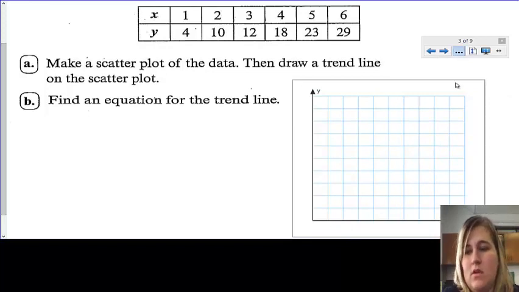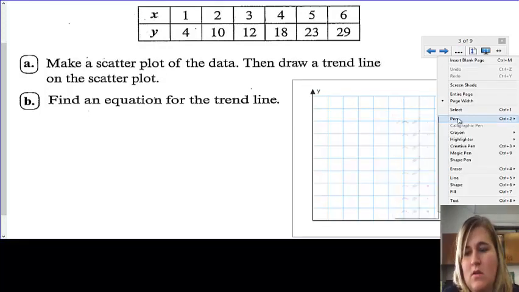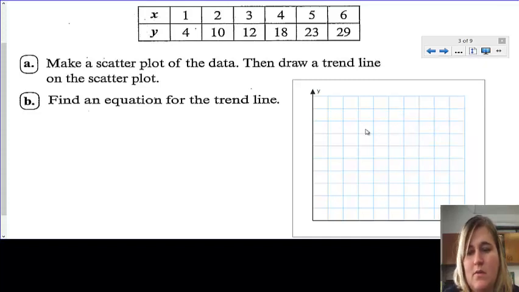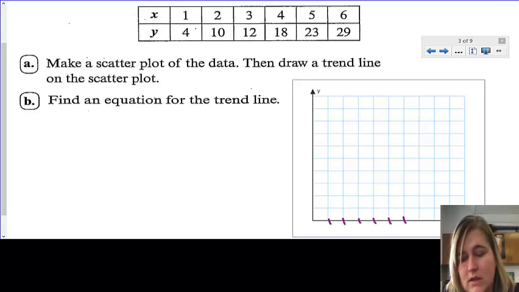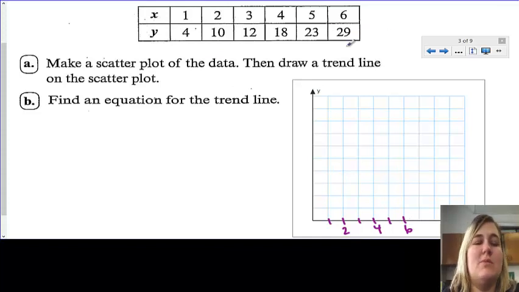With the pen tool, there we go. I have points 1 through 6 for x, so I'm going to label those across the x-axis, and I'm just going to go 1, 2, 3, 4, 5, and 6. And I'll just draw these on here. Then I have numbers 4 through 29, which means that I need to cover 0 through 30.